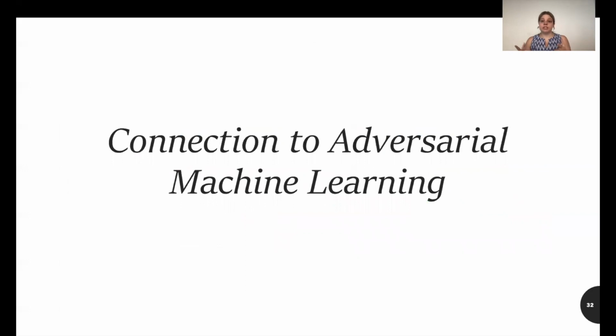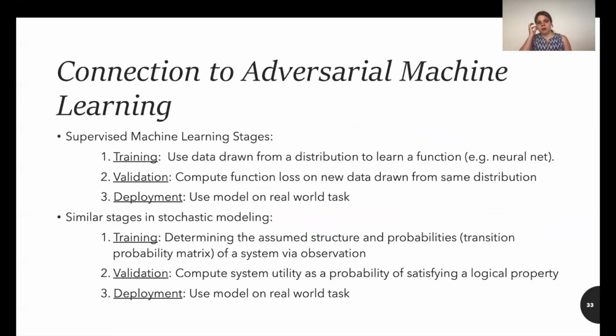We want to briefly mention a connection here to adversarial machine learning that is a very interesting one because we believe there is some prospect of using this for those sorts of problems. So there are certain stages to a supervised machine learning algorithm. The training stage, which uses data drawn from a distribution to learn a function, such as a neural network. The validation stage, which computes function loss on new data drawn from the same distribution. And a deployment stage, which uses the model on a real-world task.